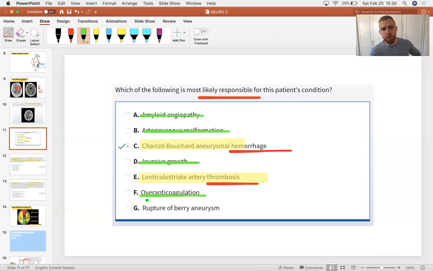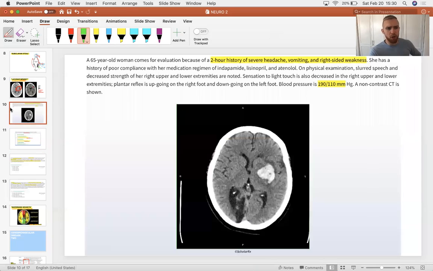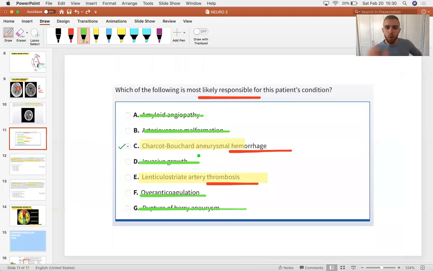And so then rupture of berry aneurysm, why is that not the correct answer? Well, wrong location. You'd be subarachnoid for that. You'd be right anterior to the brainstem. And this is clearly higher up at the level of the lateral ventricles and the fornix. And so you can cross that off the list. Again, one more time, you're back down to Charcot hemorrhage and lenticulostriate thrombosis.